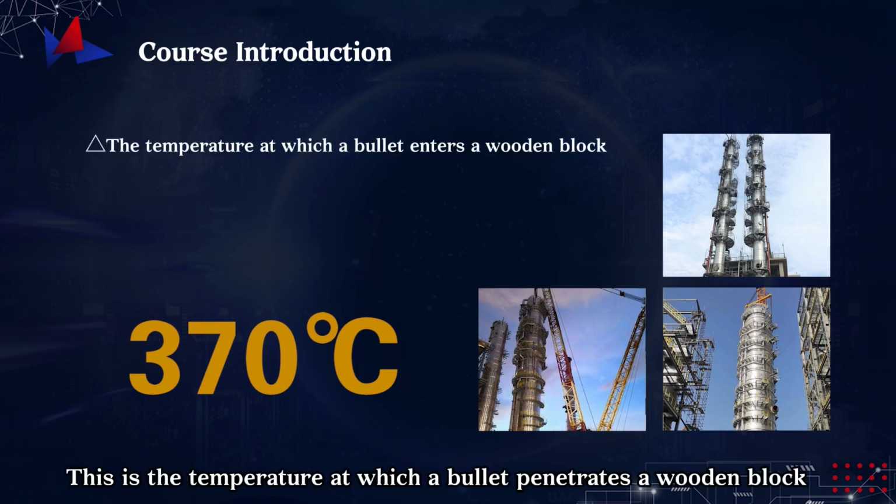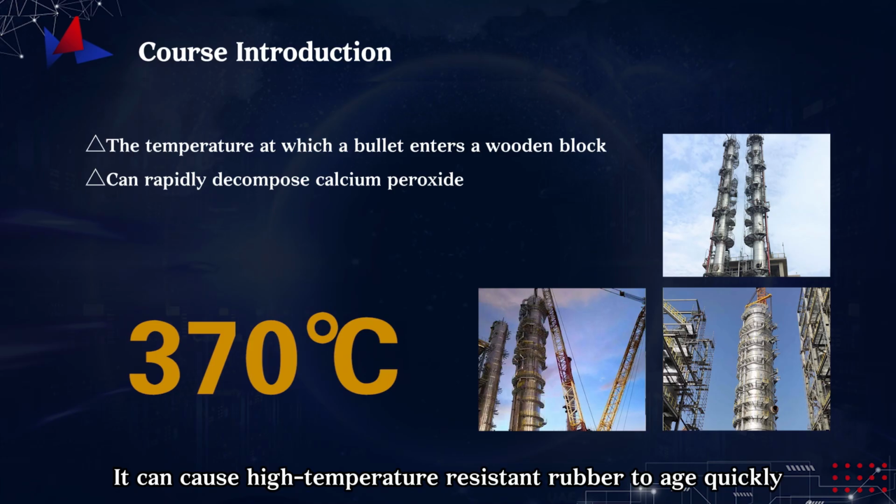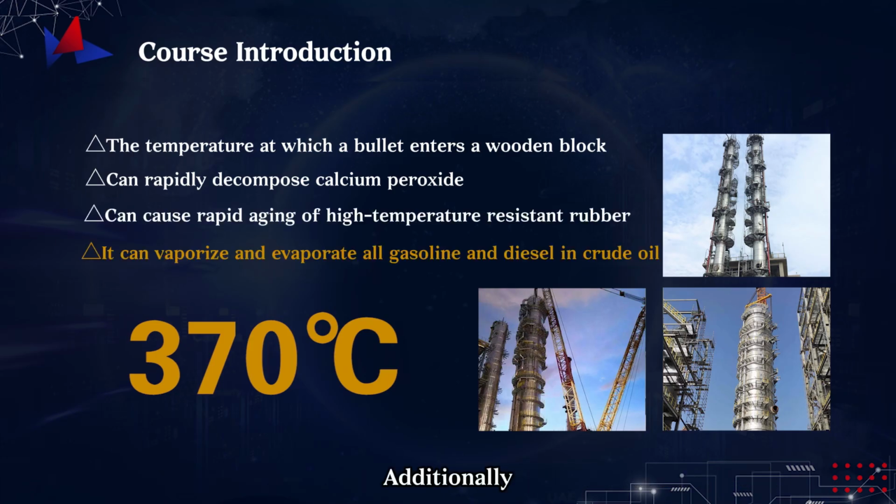This is the temperature at which a bullet penetrates a wooden block. It can cause calcium peroxide to decompose rapidly. It can cause high-temperature resistant rubber to age quickly. Additionally, it can completely vaporize the gasoline, diesel, and sulfur components in crude oil, meaning evaporation.